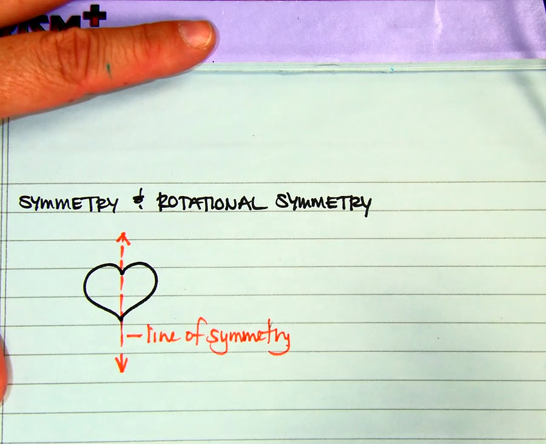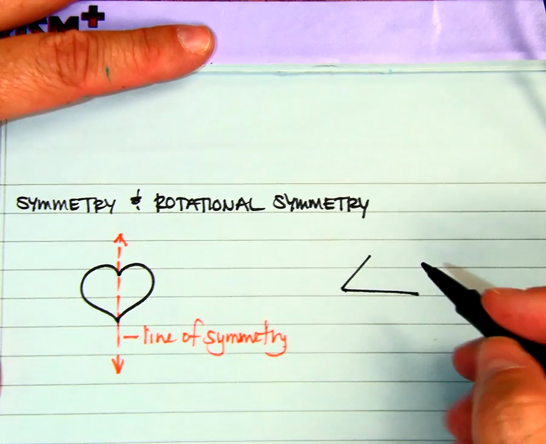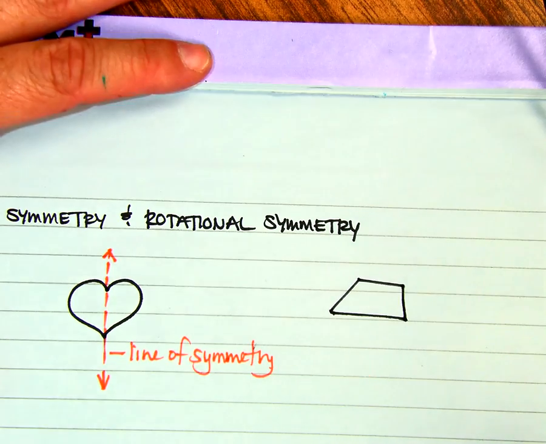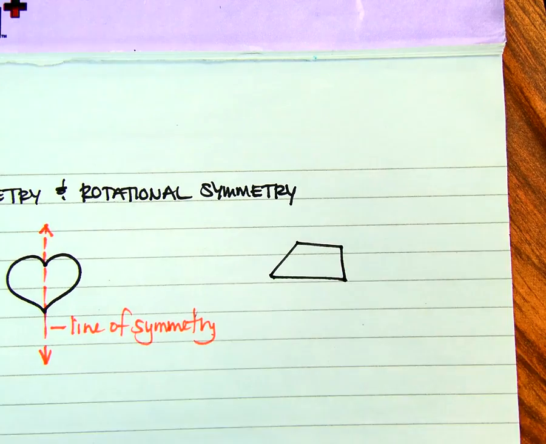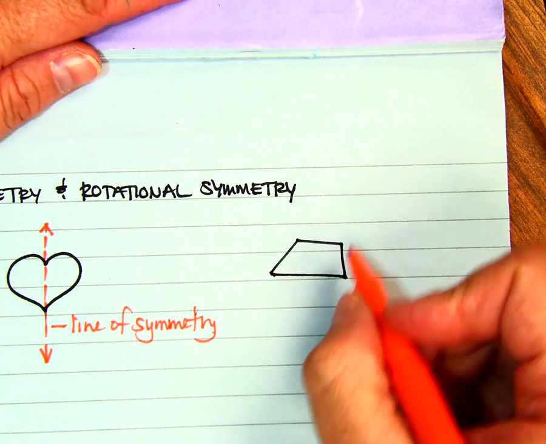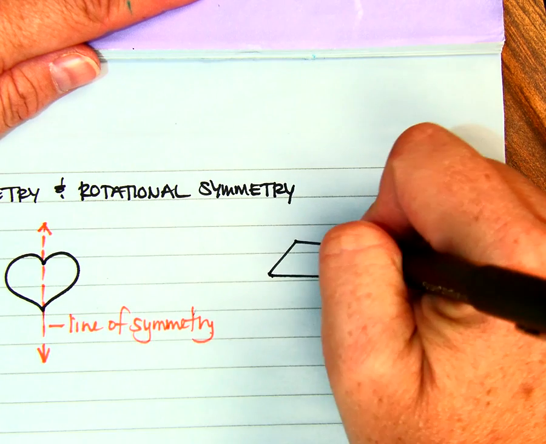Okay, not all figures are symmetric. If I were to draw a line of symmetry here, there is nowhere that I could draw it where it's going to map onto itself. Purposely made it kind of skewed looking. So this does not have symmetry.